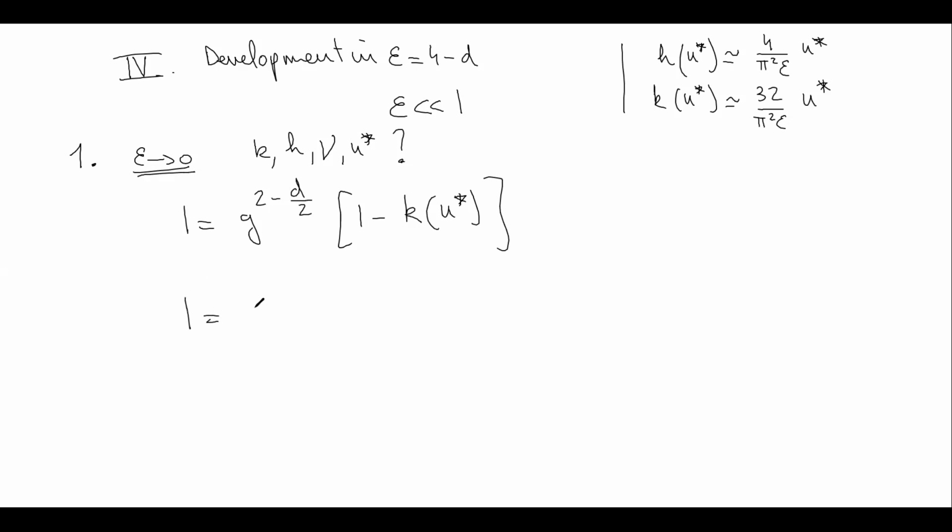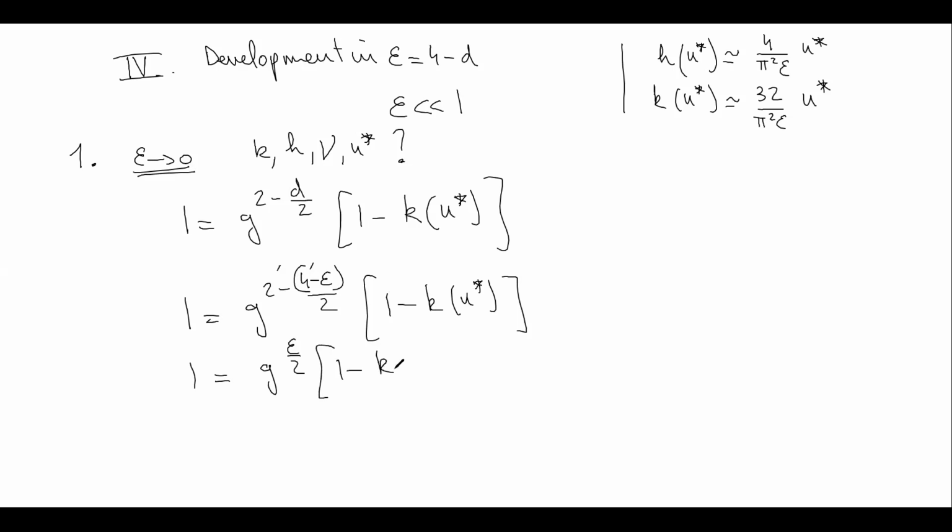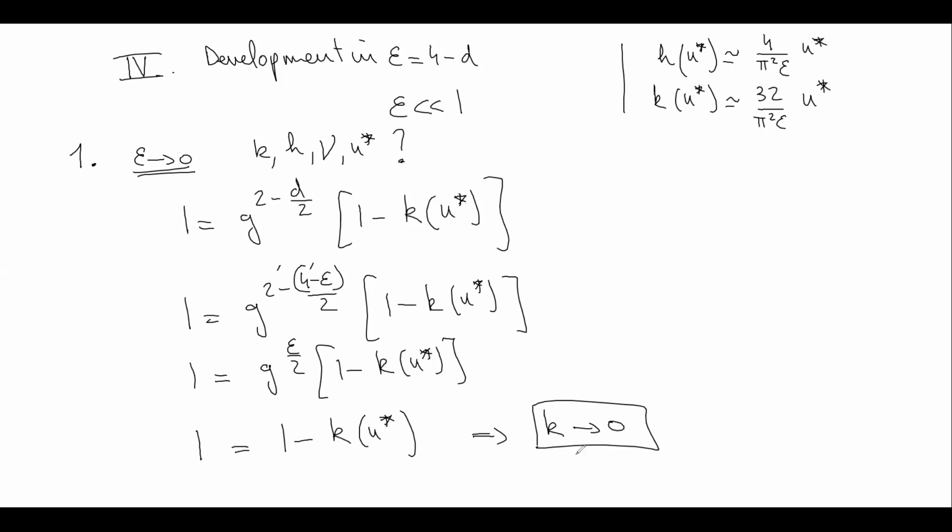So remember, 2 minus D is 4 minus epsilon divided by 2. And this one will cancel with this one, and you have G to the power epsilon over 2 here. So when epsilon goes to 0, you end up with 1 is equal to 1 minus K U star. This says that K tends to 0 when epsilon goes to 0. All right. So K goes to 0.